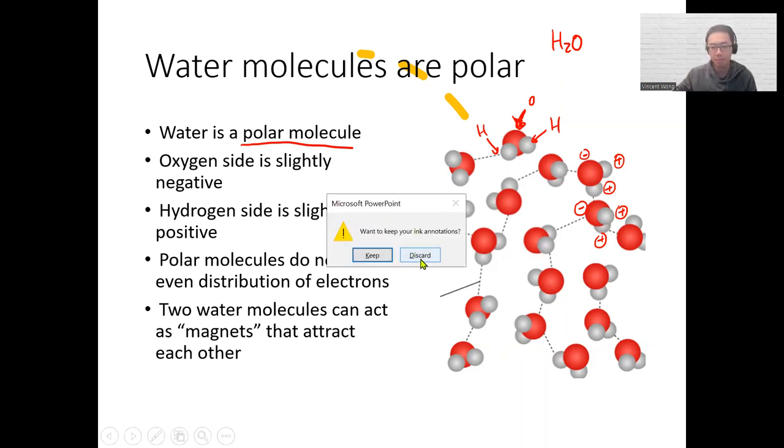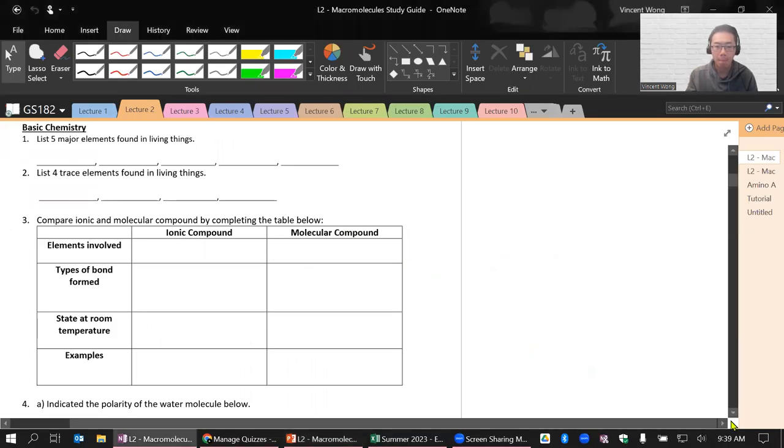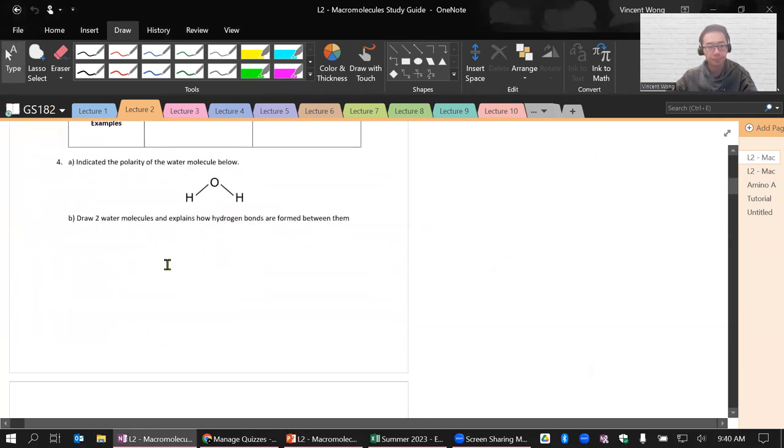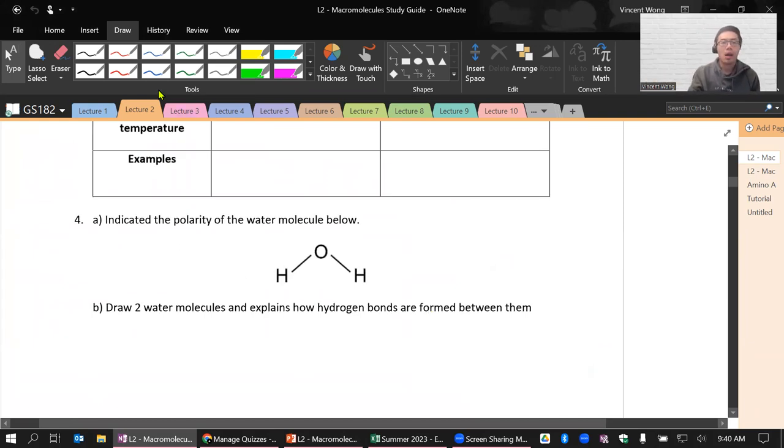This circle ball thing can be a little bit confusing. So in your study guide, I actually have a question that asks you to draw it. Over here, number four, indicate the polarity of the water molecule below. Right? So the oxygen is slightly negative. We use this symbol, it's like an 8, but not complete. We say delta, so slightly negative, slightly positive, slightly positive.